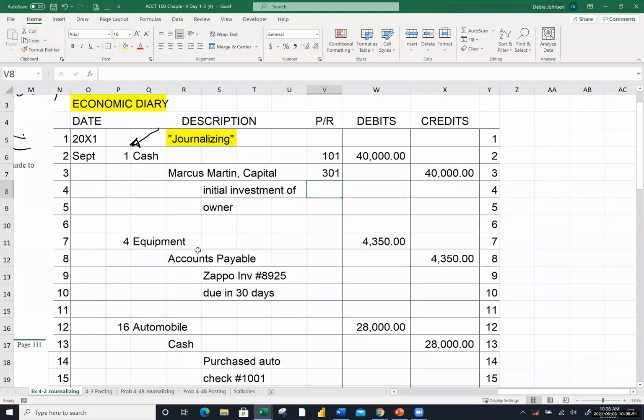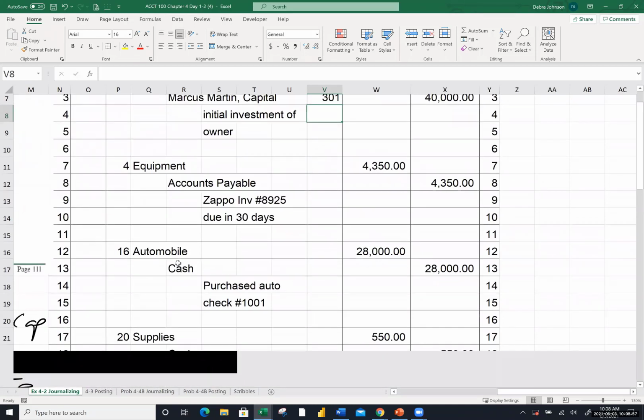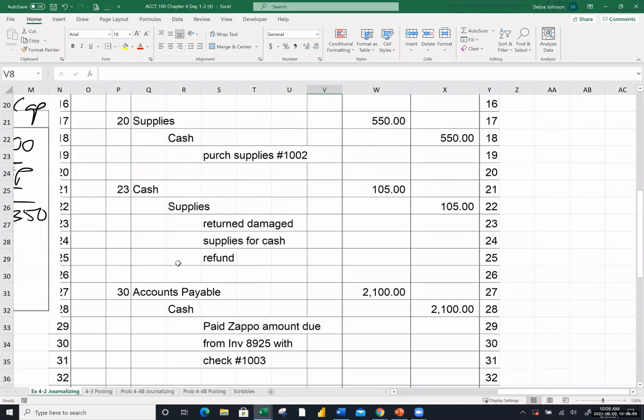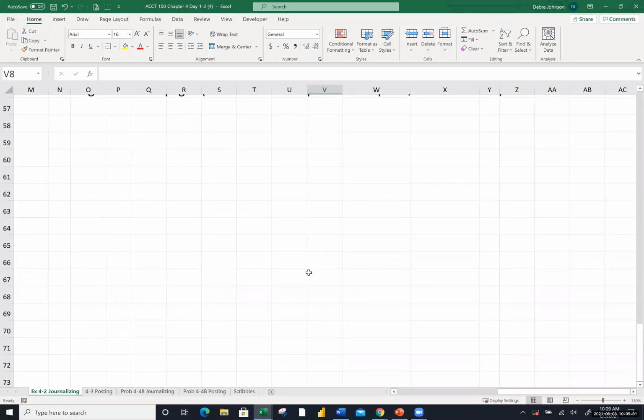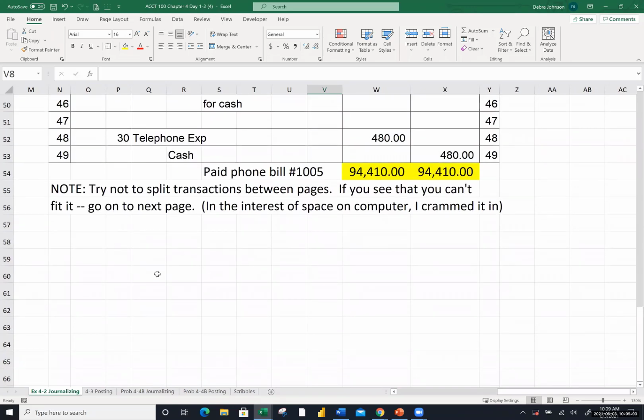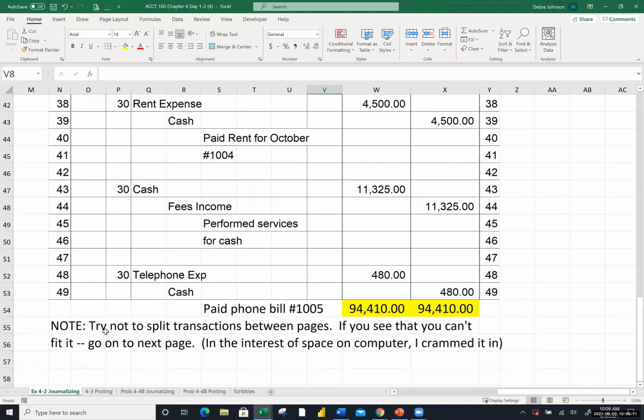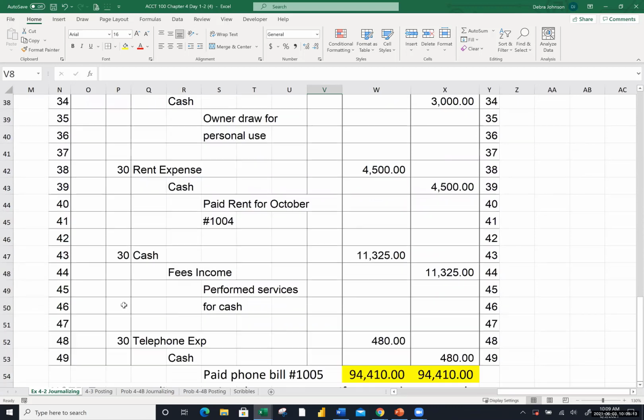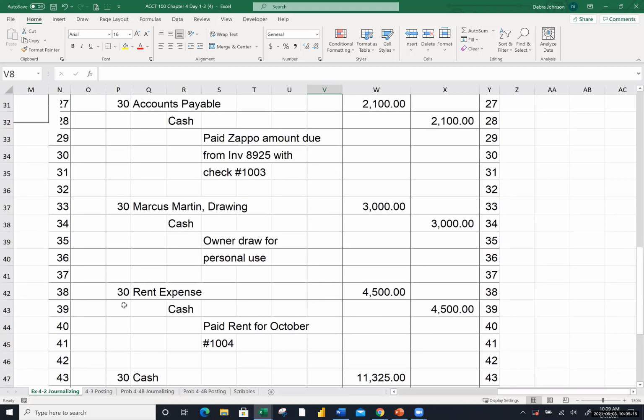This is called J1 because we only have one journal, correct? We're on page 1 of the journal. If we would have gone over and used the second page on a longer problem, it would be J2, J3, J4, and so forth. This is our first page of the journal, and we only used one page. Good question.